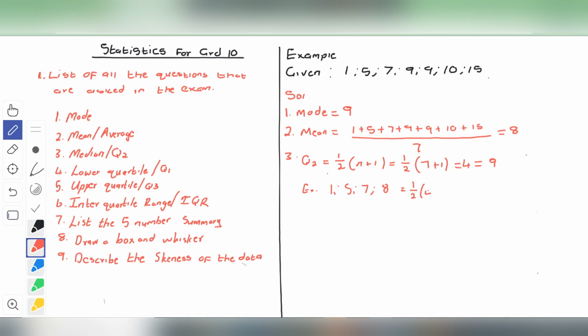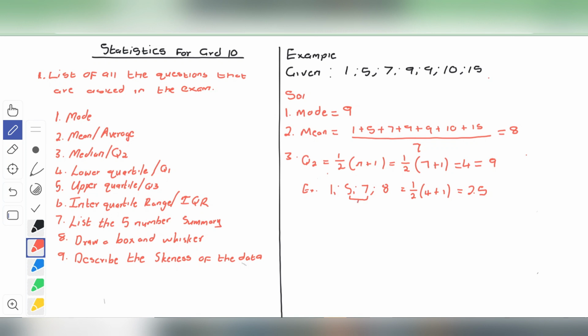We can see that it's 4. Therefore, plus 1, all over 2. The answer is going to be 2.5, right? So where are we going to get 2.5? Now we start counting. We have 1, 2, and then this is 3. So 2.5 is between 5 and 7, right?